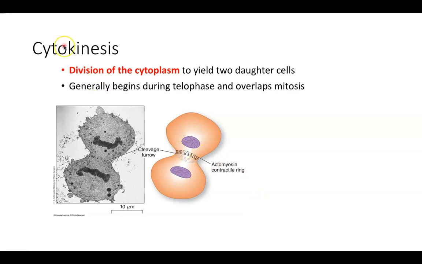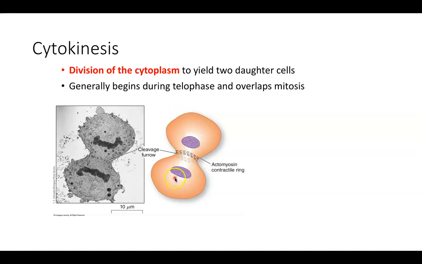So the final step, telophase and cytokinesis, usually go hand in hand. They kind of happen at the same time. But as your nucleus is starting to get a nuclear envelope and get back into interphase type conditions, cytokinesis is what happens where we finally divide the cytoplasm.